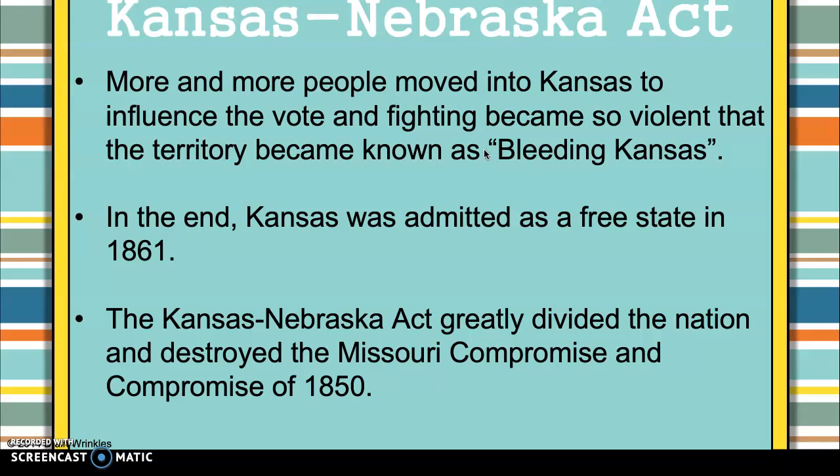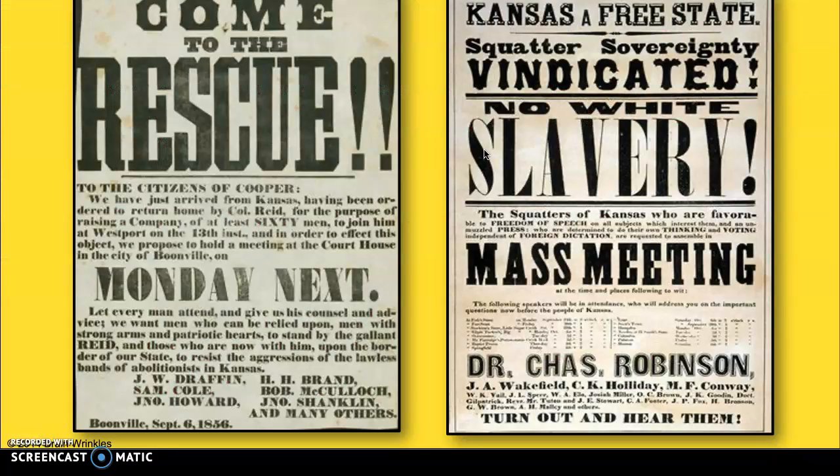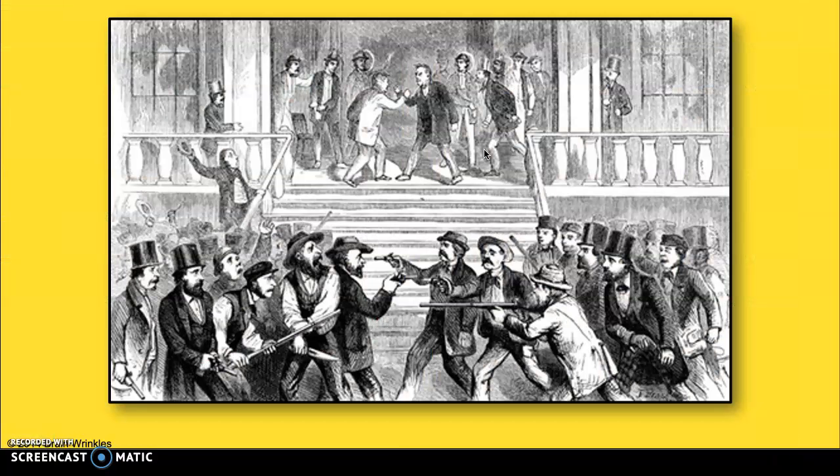Okay. More and more people are moving to Kansas to influence the vote. There is fighting that's going on. The fighting becomes so violent that the territory becomes known as Bleeding Kansas. In the end, Kansas is admitted as a free state, and this act, the Kansas-Nebraska Act, greatly divides our nation, and it destroys the Missouri Compromise. You see the people fighting.